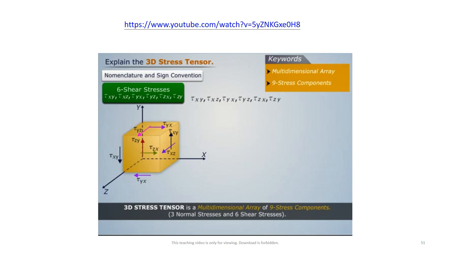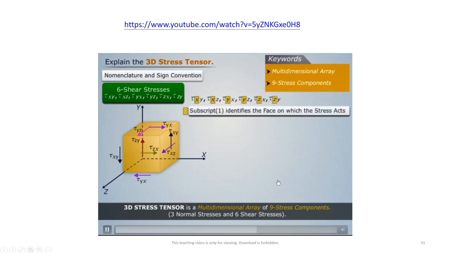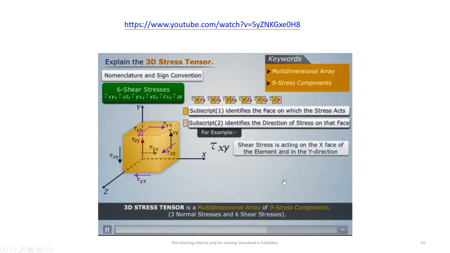It has two subscripts, where subscript 1 identifies the face on which the stress acts, while subscript 2 identifies the direction of stress on that face of the element. Just remember the first subscript is about the face, and the second is about the force. So this is the face, and this is the force. For example, shear stress tau xy is acting on the x face of the element.